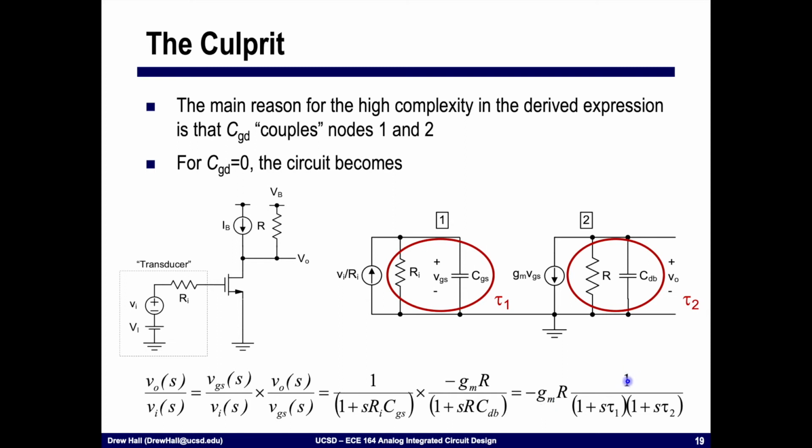There's no 0 in the circuit, there's two poles, and I know exactly where these two poles are just by examination without having to write out detailed expressions, okay? And this is the exact response. I've made no approximations here. Where this turns into this very high entropy expression is when we include a finite CGD.